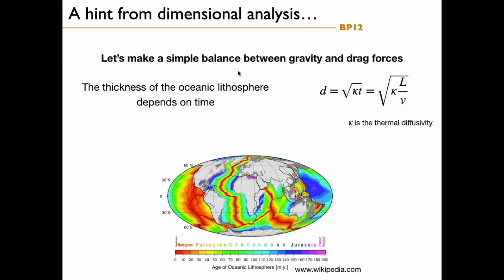First, we make an estimate of the thickness of an oceanic lithosphere. And as you know, the oceanic lithosphere thickness depends on time. It's related to cooling of the oceanic floor. So one can estimate D as the square root of kappa times t. This is the time dependence, and kappa is the thermal diffusivity. And one may substitute the time by length divided by velocity.